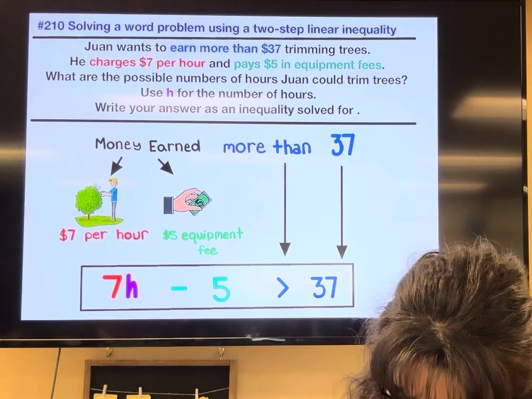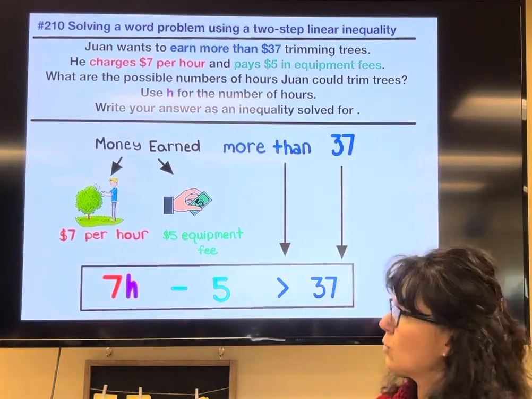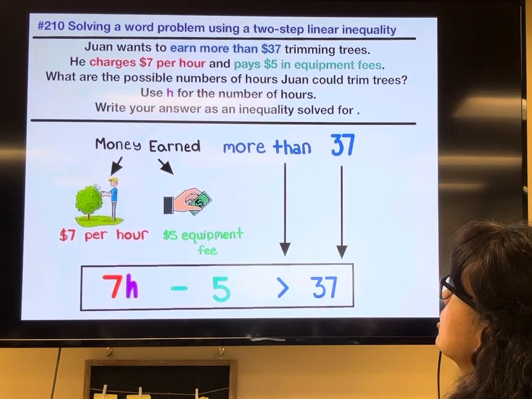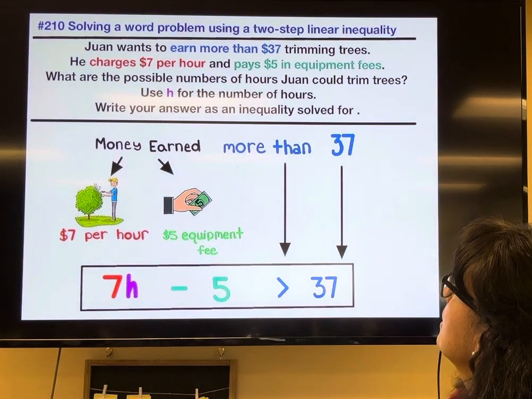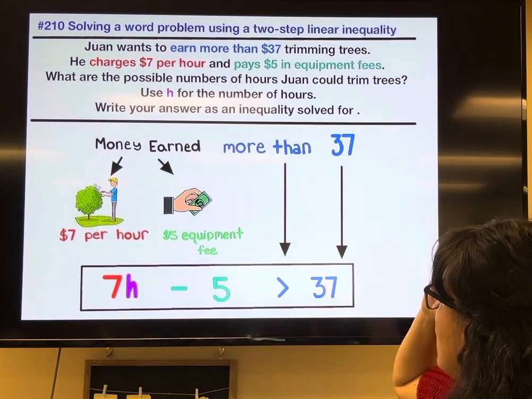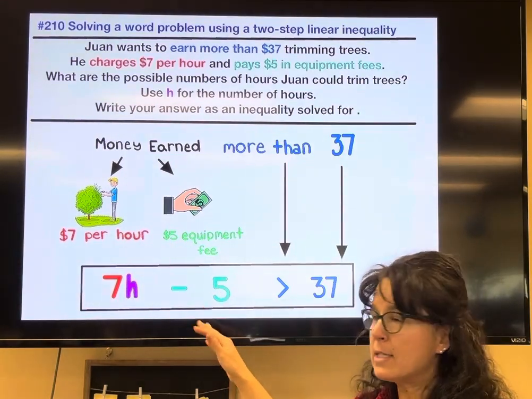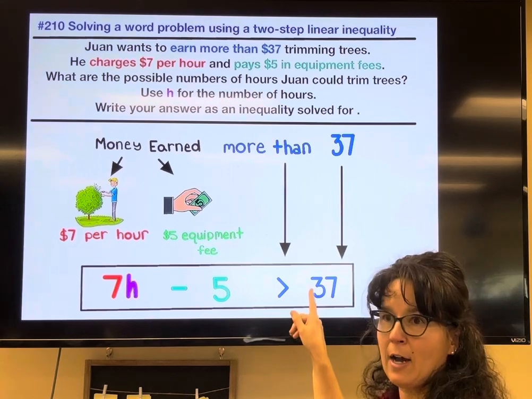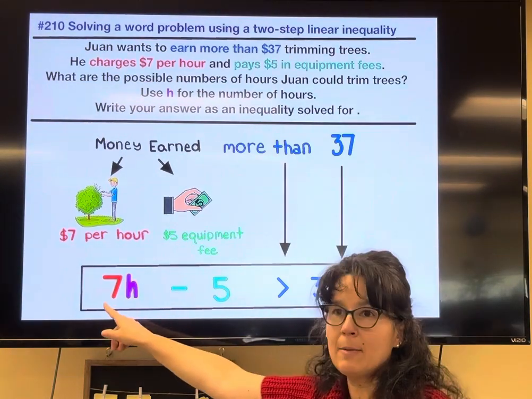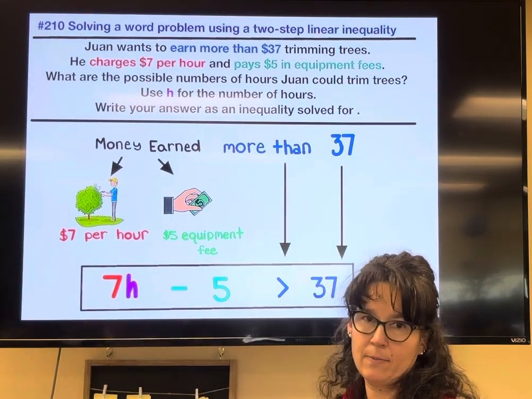These ones, it just says write your answer as an inequality. So eventually I want to go ahead and solve this, but we've been solving these, so I didn't finish solving, but we would add 5 and then divide by 7.